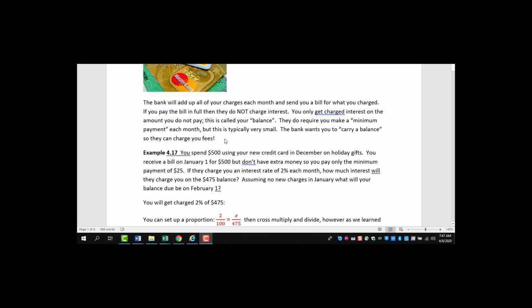So at the end of each month, the bank adds up all your charges and sends you a bill. If you pay the bill in full, they don't charge interest. You only get charged interest on the amount that you do not pay, and this is called the balance. They do require you to make a minimum payment each month, but it's typically very small. Really, the bank wants you to carry a balance so that they can charge you these fees.